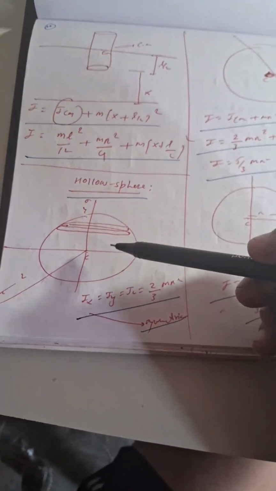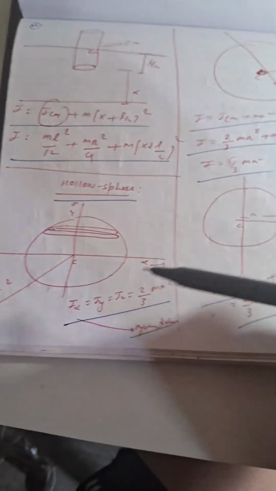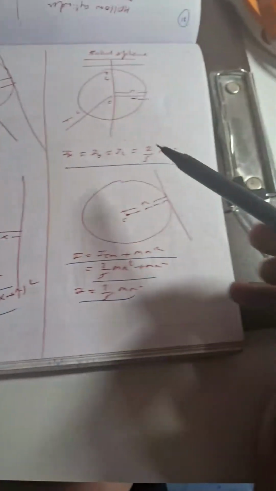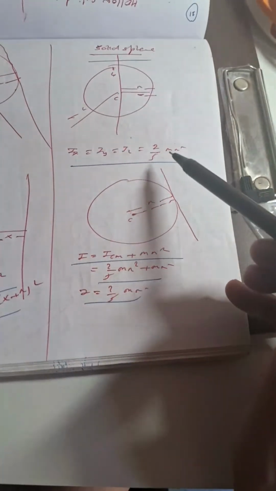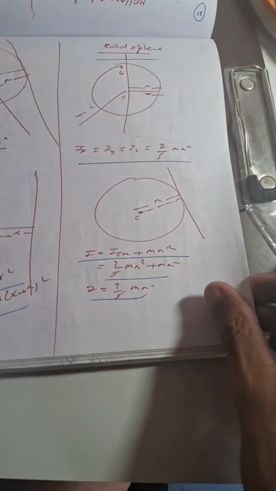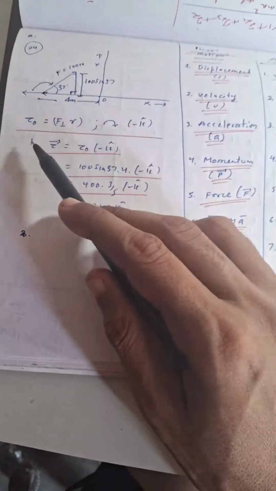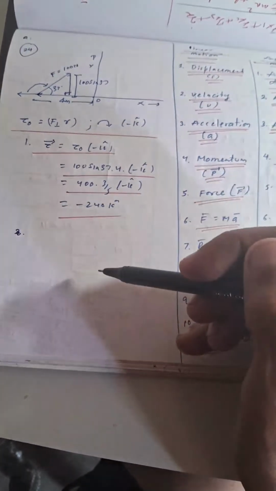Then we have results related to the moment of inertia of a hollow sphere, about a tangential axis, about another parallel axis. Then we have the case of a solid sphere, calculation of moment of inertia about different axes. Then we have another worksheet, a problem based on calculation of torque about the origin in different cases.